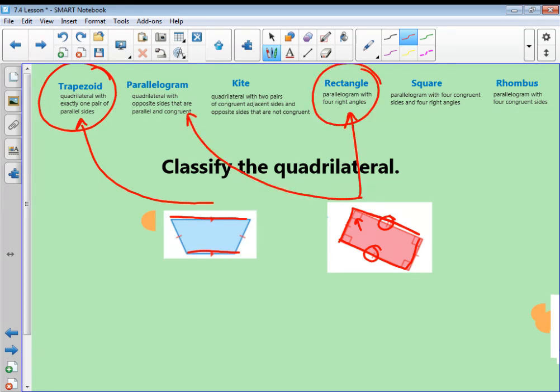Okay, so the first one was a trapezoid. It has exactly one pair of parallel sides. The second one could either be a parallelogram or a rectangle, but it is more specifically a rectangle because it has four right angles.